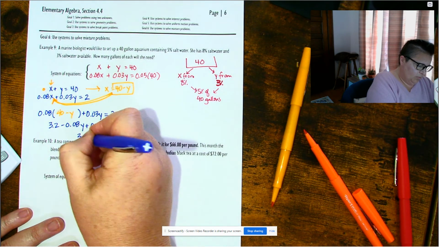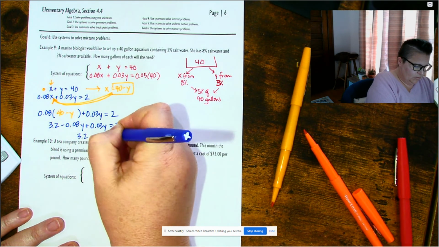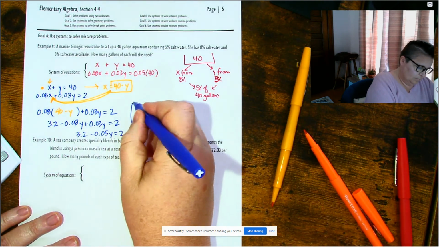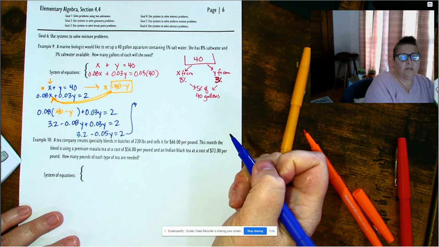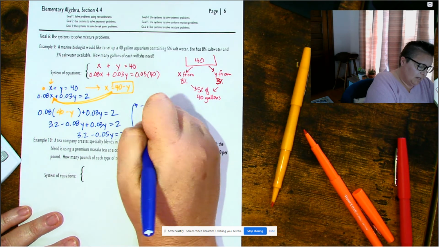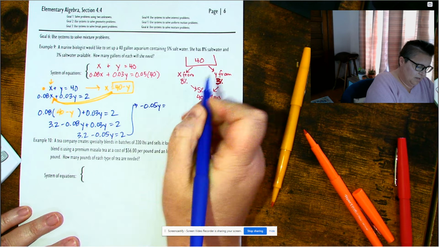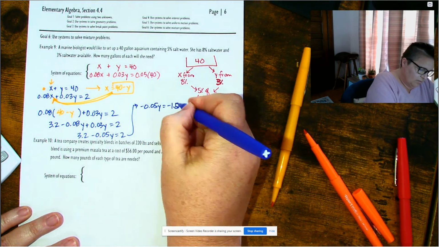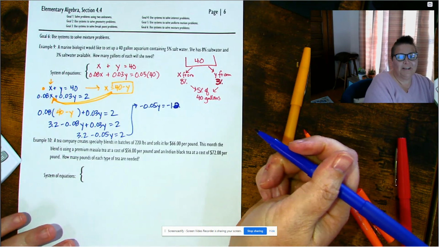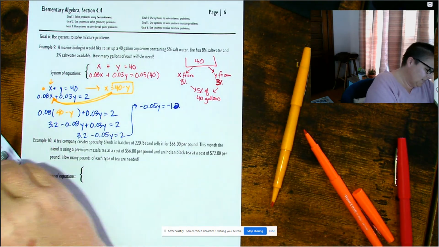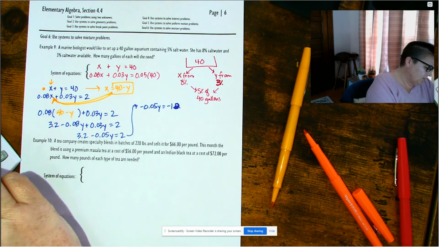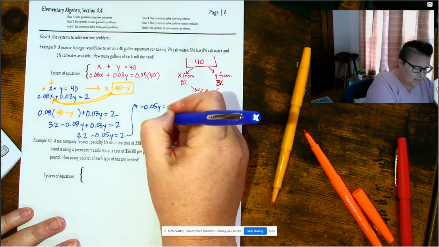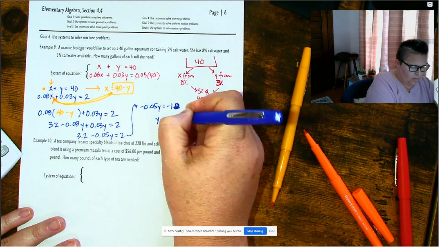Cleaning this up, 3.2 minus 0.05y is equal to 2. Subtract the 3.2 from both sides. I have a negative 0.05y is equal to a negative 1.2. Why'd I write 5? 1.2. Glad I caught that right away. I'm going to take the 1.2 and divide it by the 0.05 to get that the y value is 24.